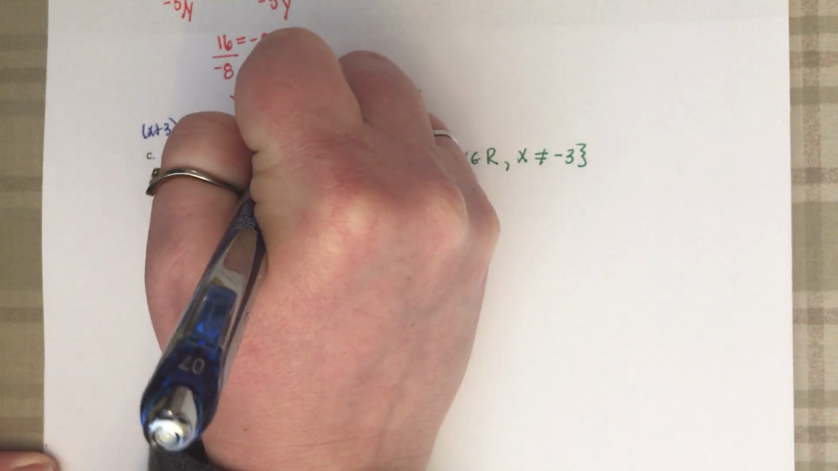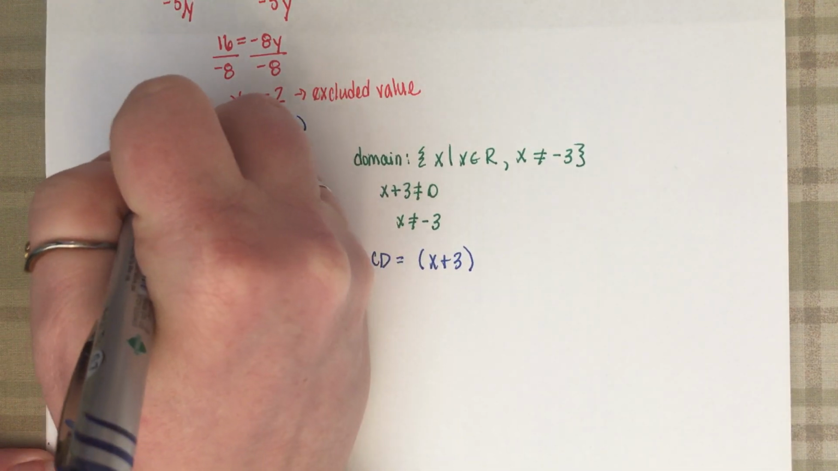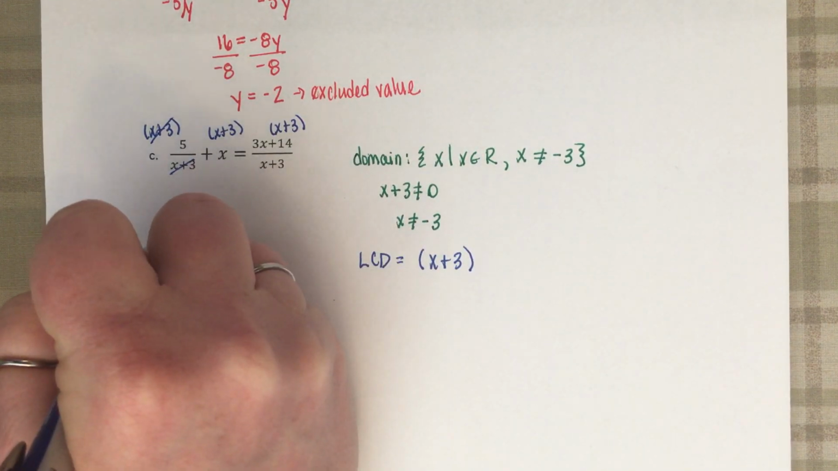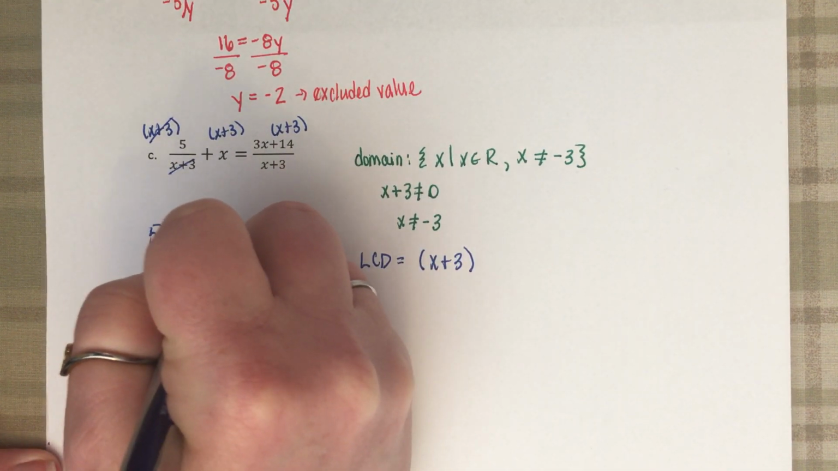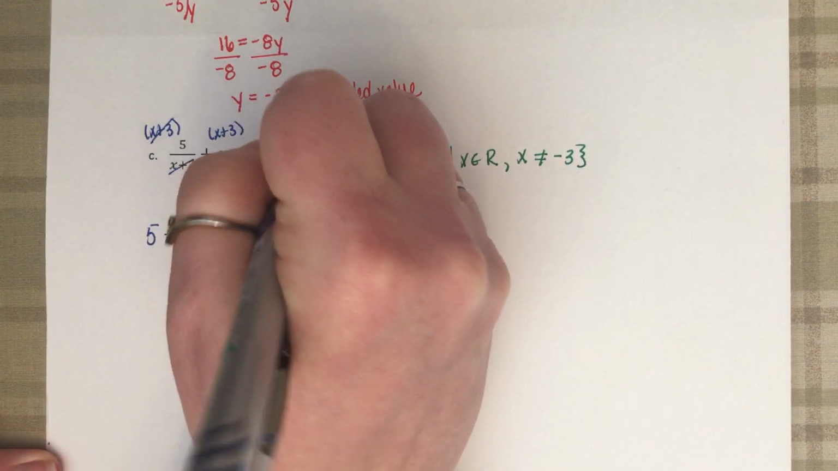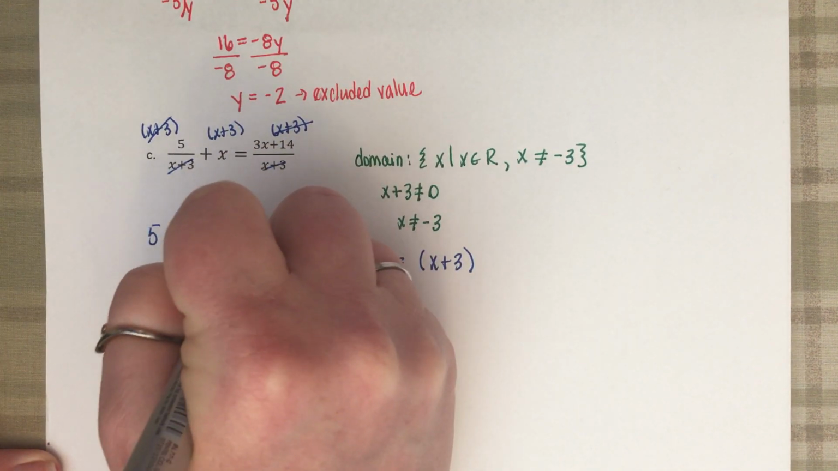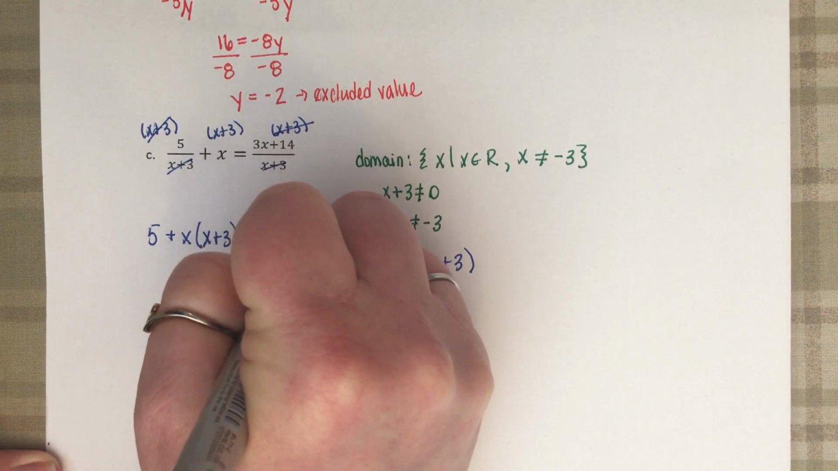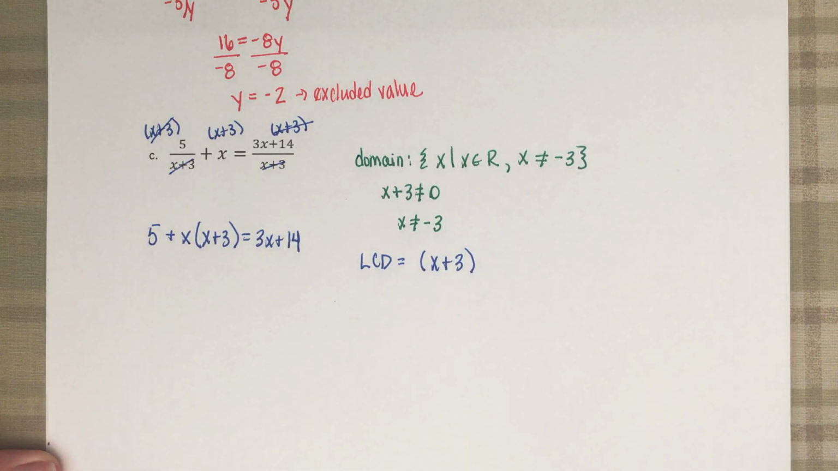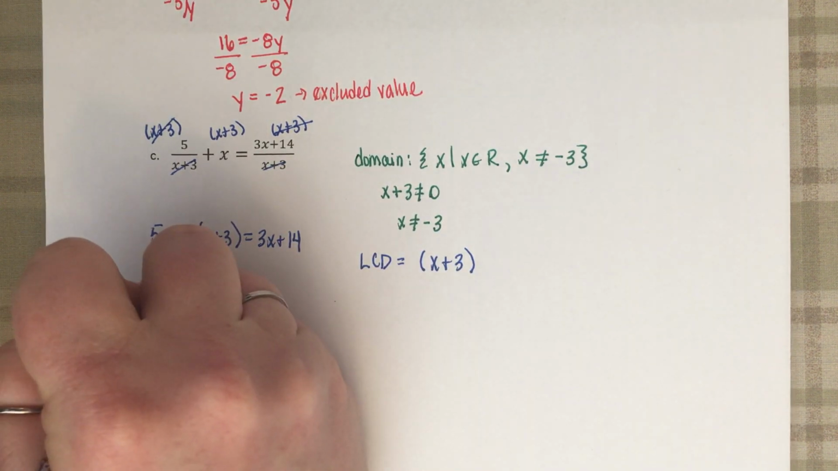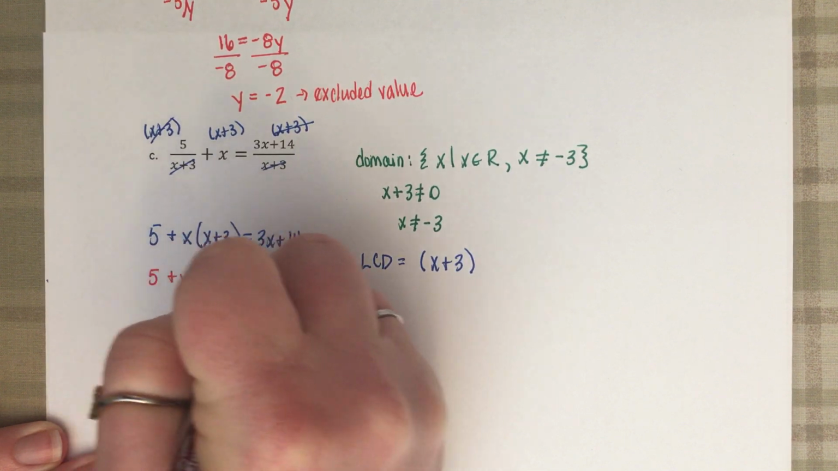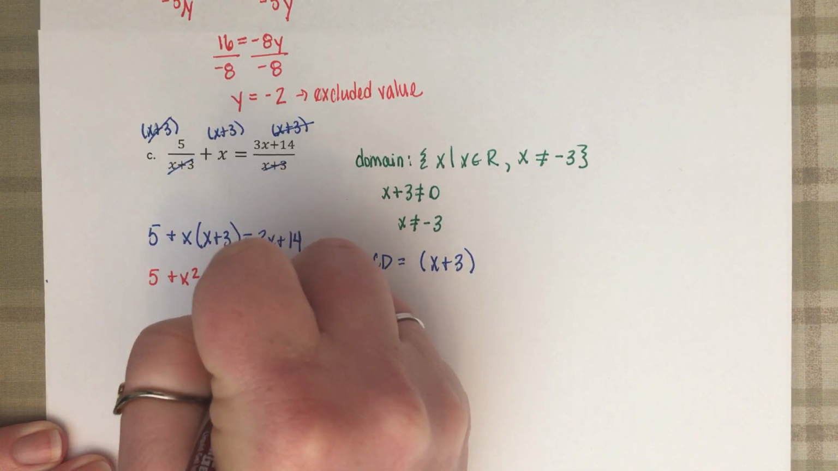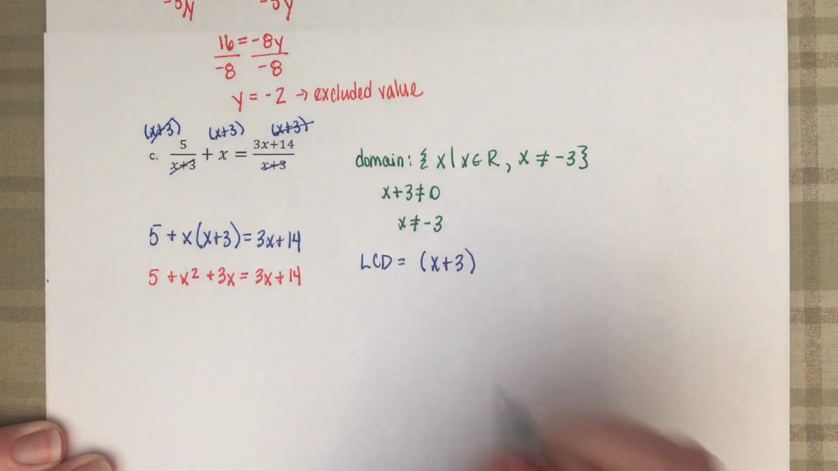So we're going to multiply this by all parts of our equation. In our first part, the x plus 3's cancel. We're left with 5. In our second part, we still have the x times x plus 3. And then on the other side, our x plus 3's cancel, and we have 3x plus 14. Now we're going to distribute, combine like terms, simplify. So we have 5 plus x squared plus 3x equals 3x plus 14.